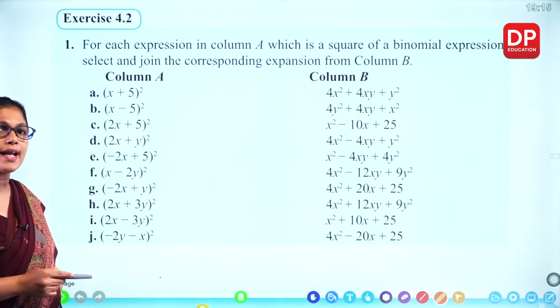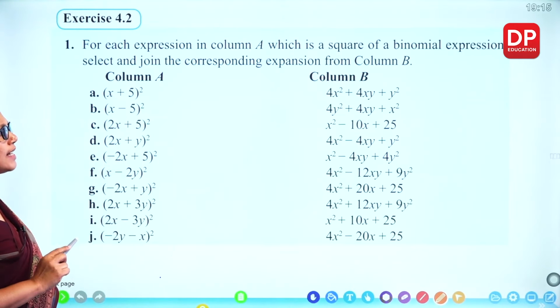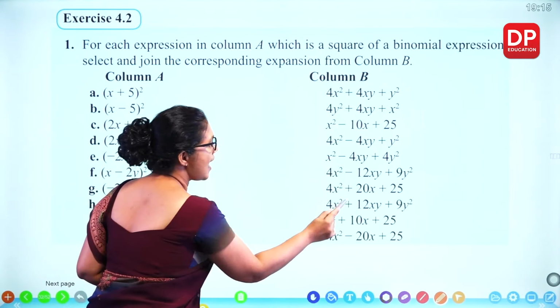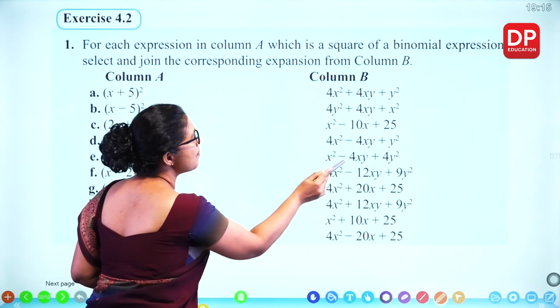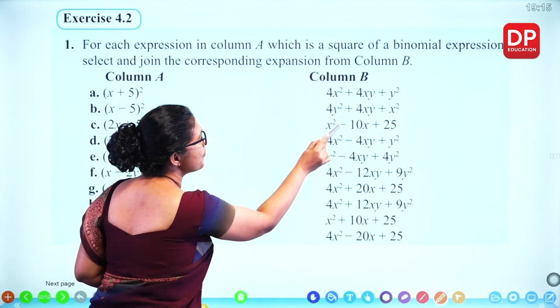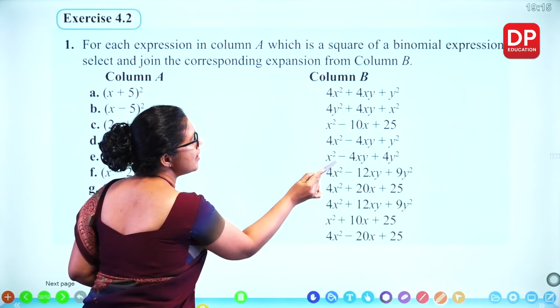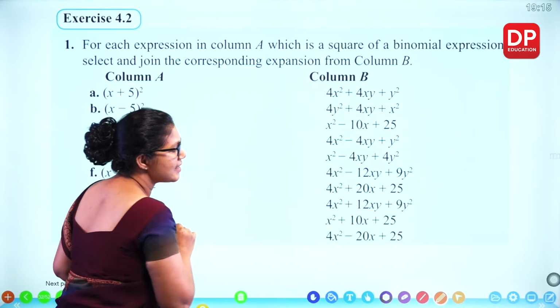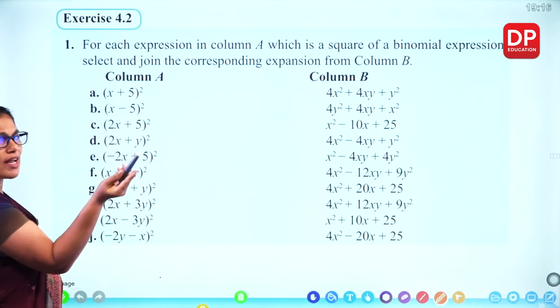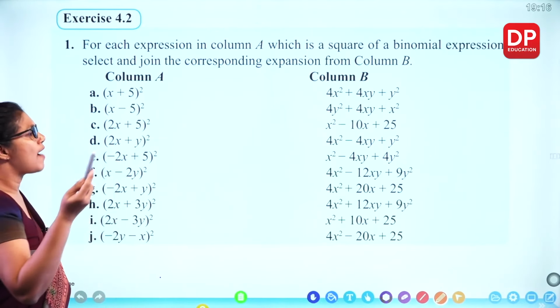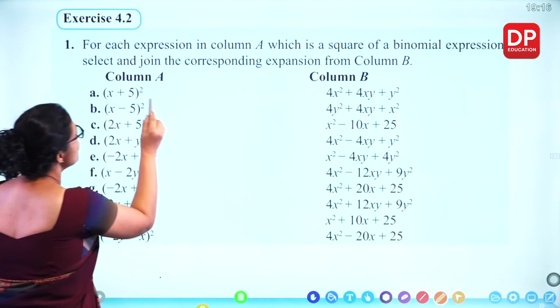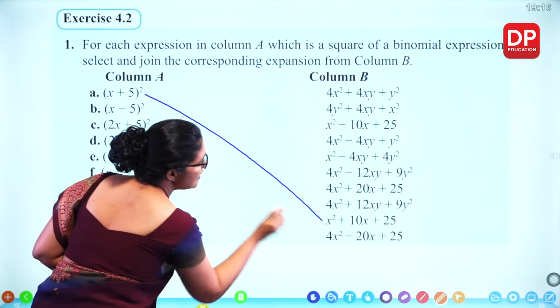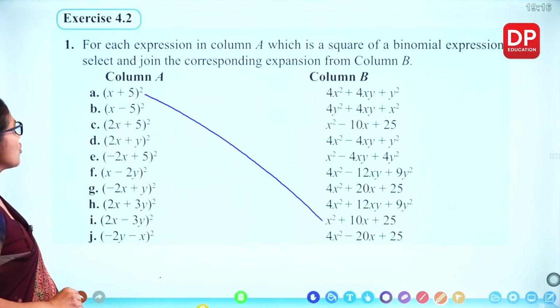Middle sign is plus. So definitely the middle sign should be plus. So what are the terms you get plus? Can you see these two negative? So straight away we can see that this is the correct answer. Then you can check the third number as well. 5 squared is 25. So we can see this is this expansion.